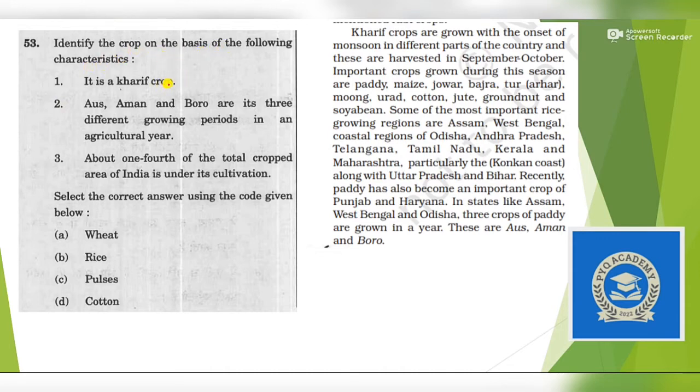Okay, so first, it is a kharif crop. Then Ash, Aman and Boro are its three different growing periods in an agricultural year. And third, about one-fourth of the total cropped area of India is under its cultivation. Okay, so if it is a kharif crop, then let's eliminate the rabi crop. Now rice and cotton are two kharif crops. Now suppose this is a complicated statement. Let's move to the third statement. About one-fourth of the total cropped area is under cultivation. One-fourth means 25%, which is a large portion.